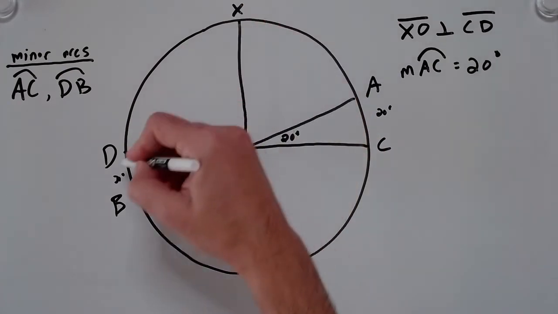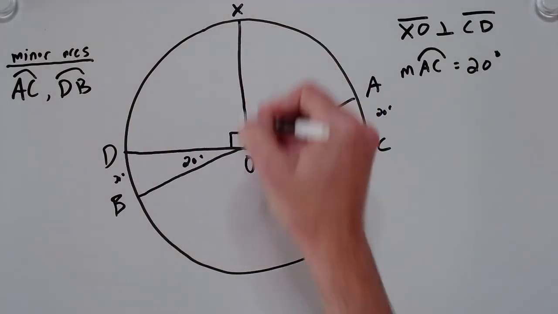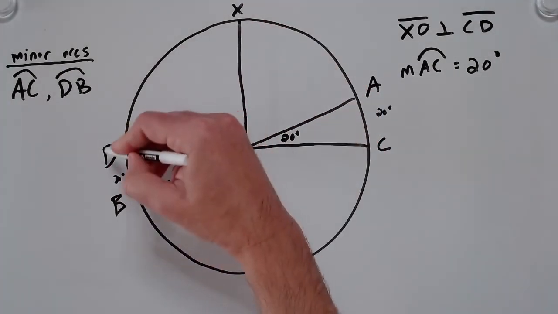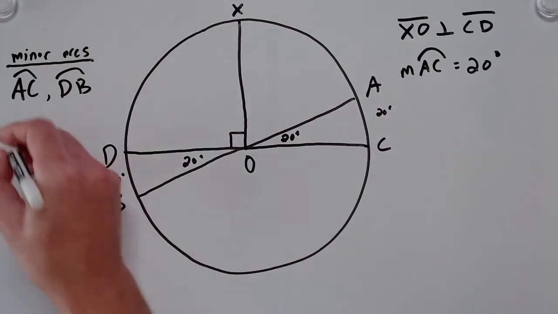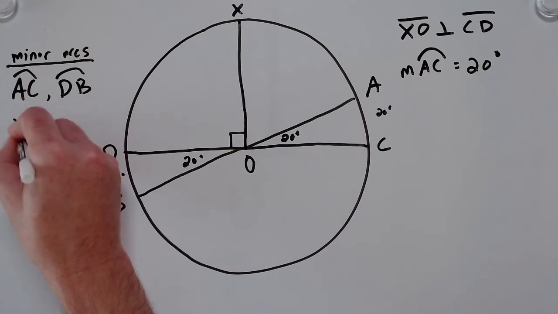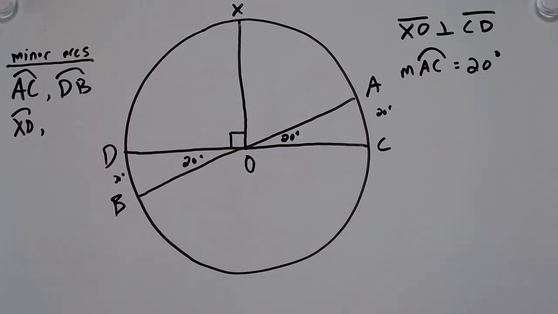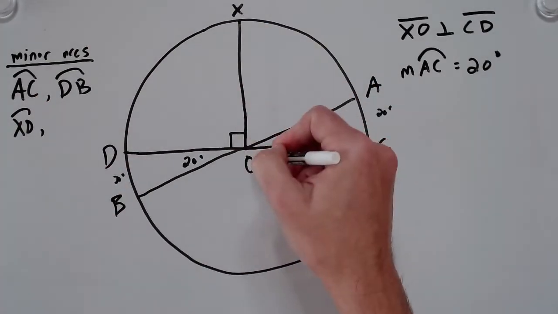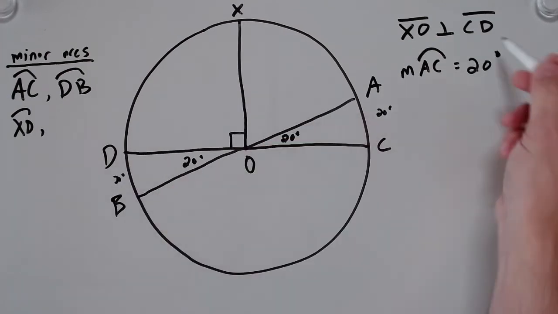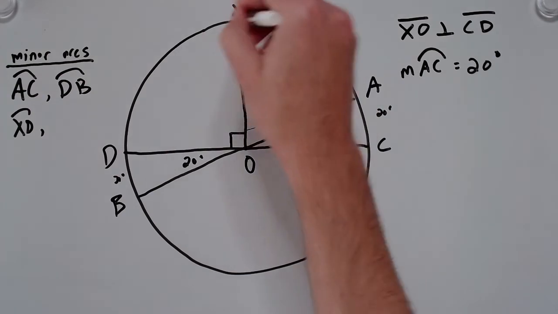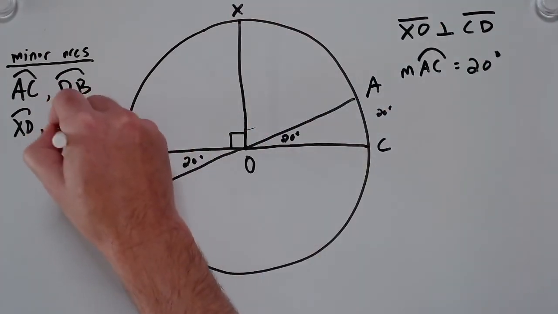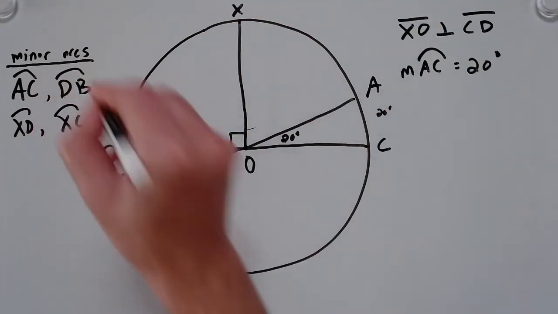Right, we have XD right here. We know this is 90 degrees here. So you know that this arc also has to be 90 degrees, which is less than 180. So we know that XD is a minor arc. And since XO is perpendicular to CD, like we said, we know that this angle over here is also 90 from X to C. So XC is a minor arc.